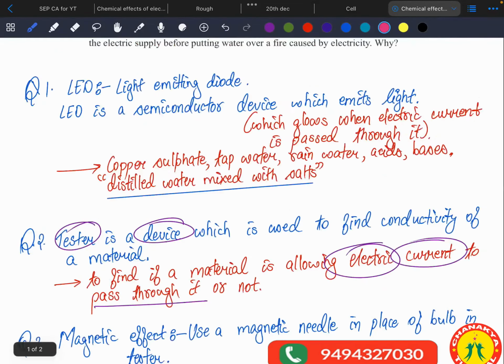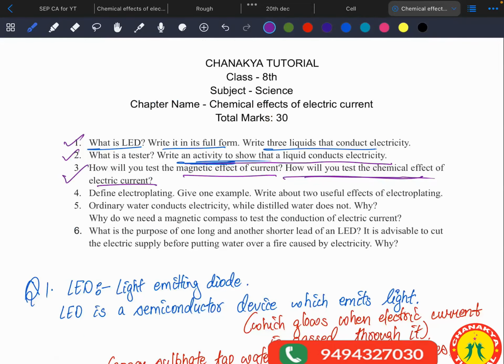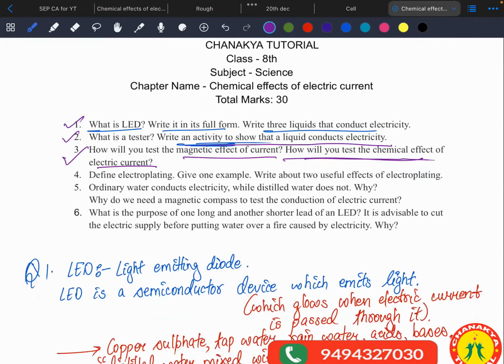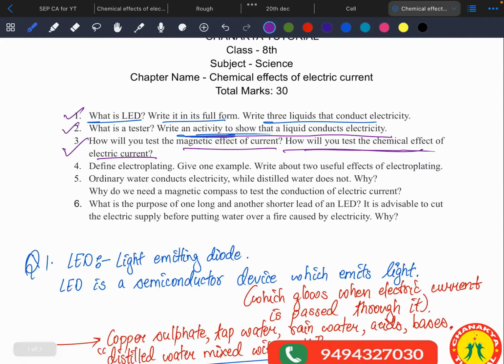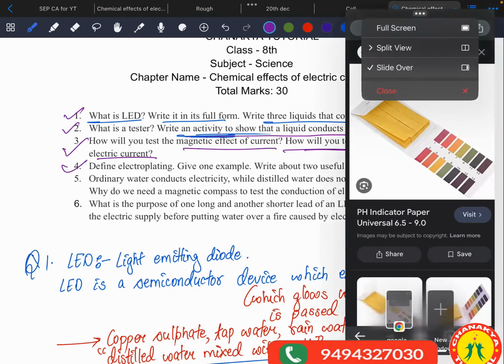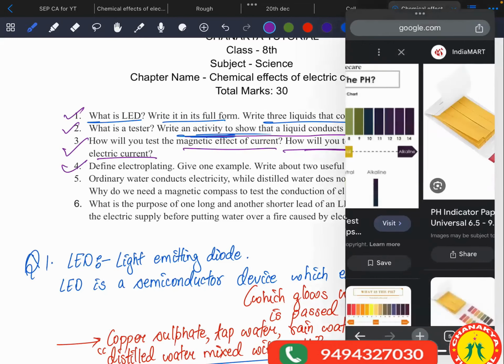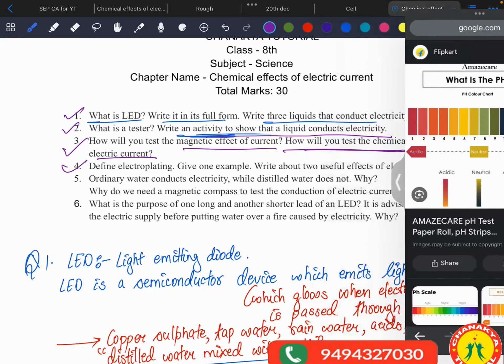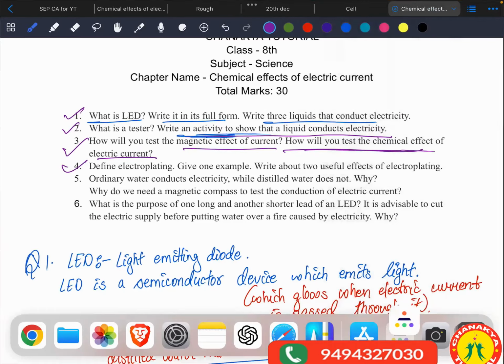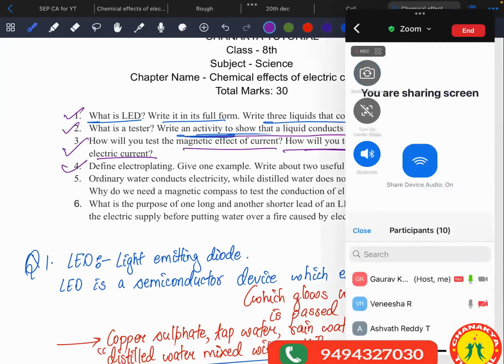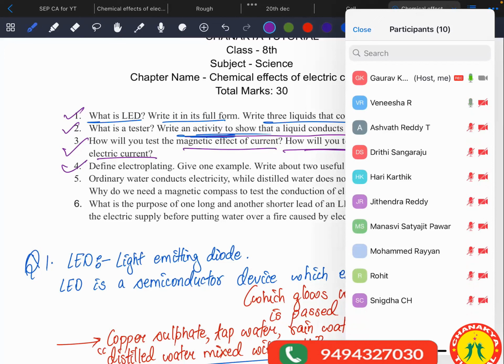Fine. So we are done with the third question, with how we will test the magnetic field and how we will tell the chemical effect. Now we are at the fourth question. Define electroplating. For that, I will ask Vinisha to put some light on this. Vinisha, are you there? Yeah, sir, I'm there. Can you tell me what is electroplating?